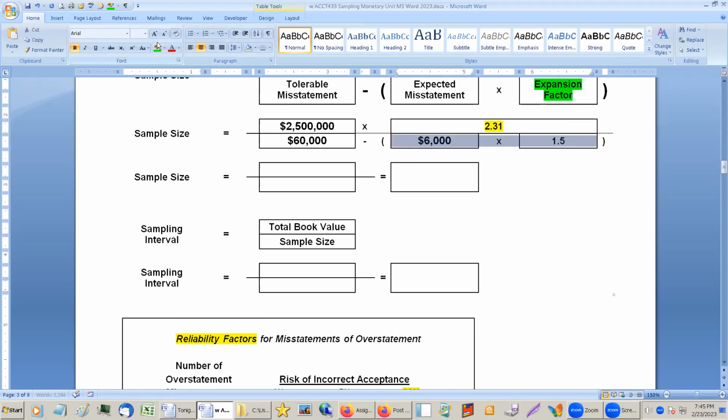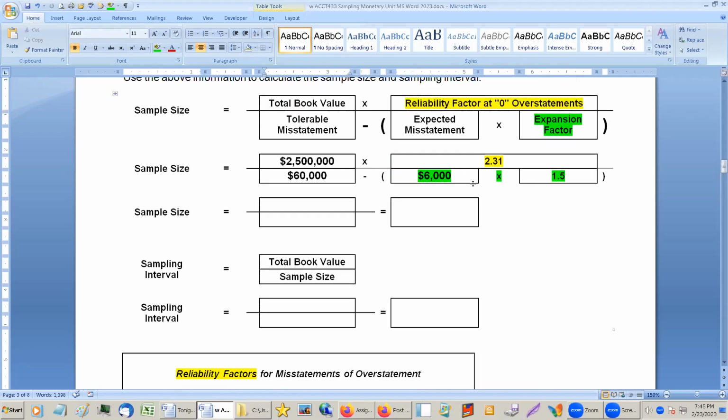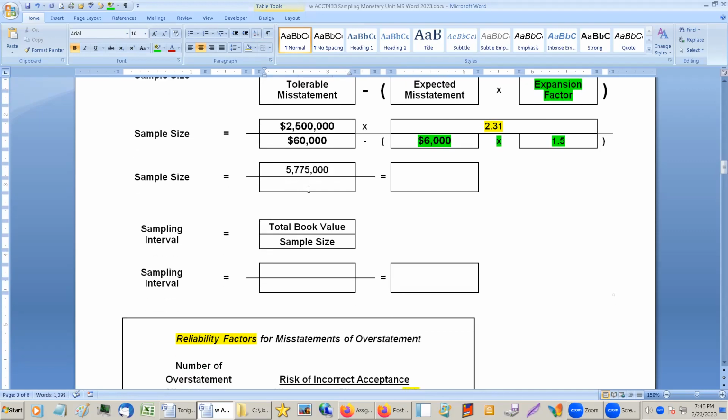Yeah, and these are multiplied. I usually multiply those first and then subtract them out. 1,000. With 9, right?